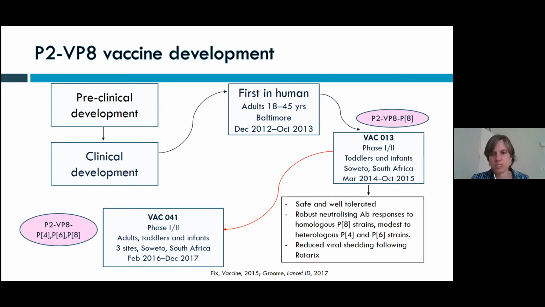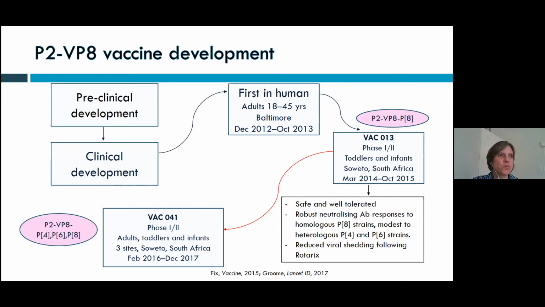And in 2014-2015 at RMPRU, we conducted a phase 1-2 study looking at safety and immunogenicity of this vaccine in toddlers and infants. This was safe, well tolerated. We got very good antibody responses to the P8 strains, which was expected because this was the strain from which the vaccine was made. But there wasn't a lot of cross protection to the other strains.